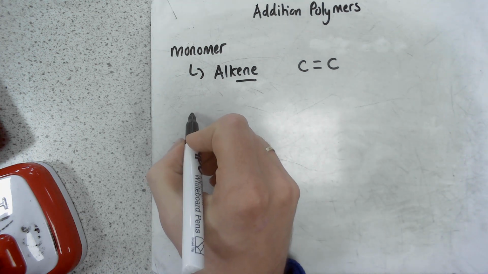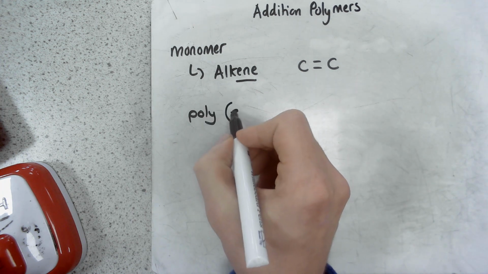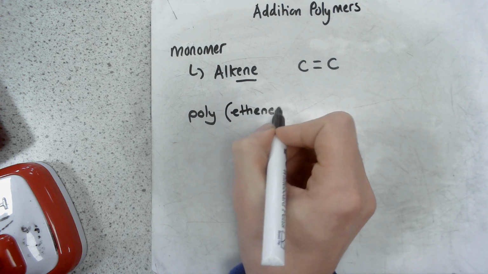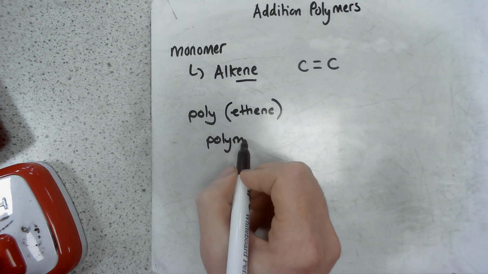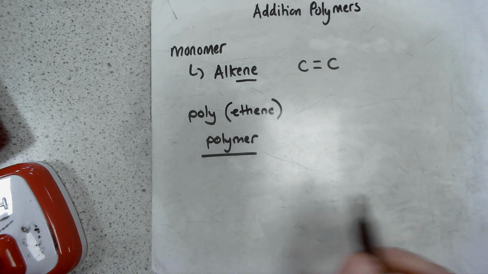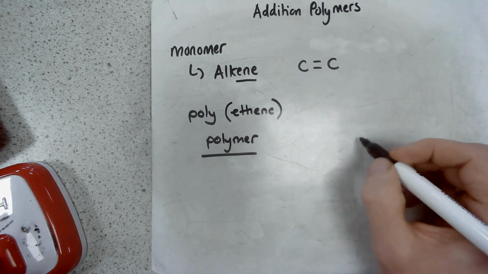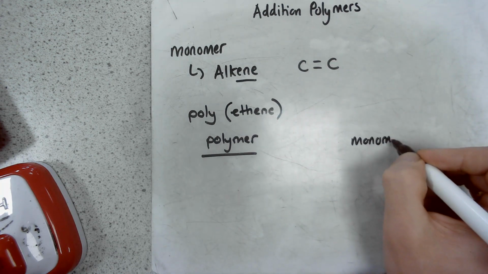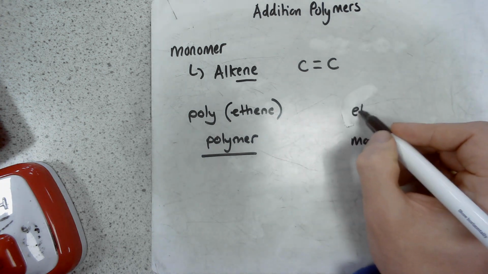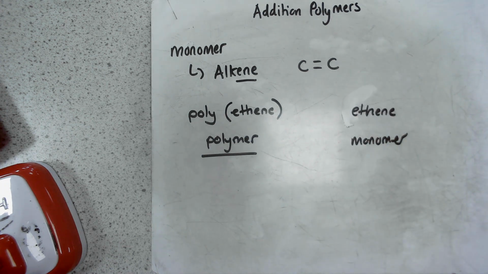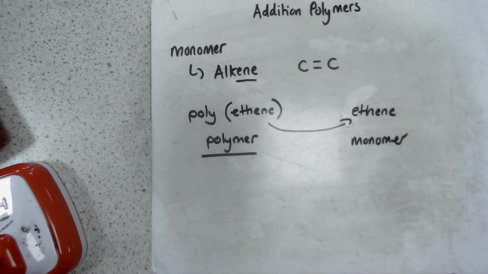So the first one that we'll do is polyethene. That there is the name of the polymer. The monomer for this is just the thing in the bracket. So in this case, the monomer would simply be one molecule of ethene. It's the bit in the bracket. The monomer goes inside the bracket like that.